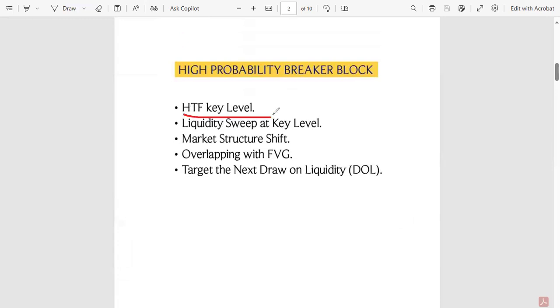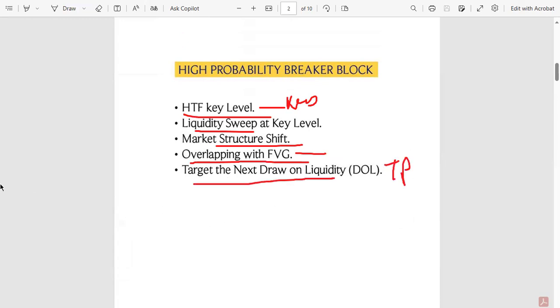Look for a higher time frame key level when price taps into the key level. Make sure there is a liquidity sweep when price taps into that key level, and then make sure you see market structure shift. When you have seen market structure shift, mark your breaker block, and then if it is overlapping with a fair value gap, that's going to be a high probability breaker block. And then target the next draw on liquidity as your take profit level. Okay, that's how simple it is.